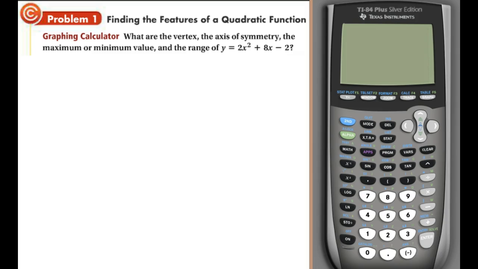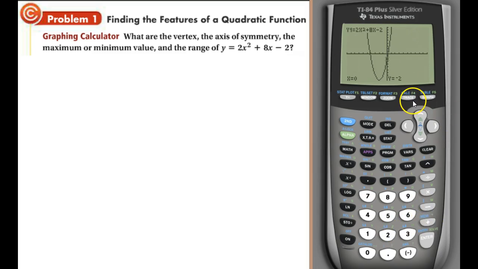So let's take a moment to type our equation into our calculator. Turn it on and go to y equals, and if you still have previous inequalities or equations in here, you want to clear them. And then also make sure you have equal signs. Okay, so now we're going to type in our quadratic: 2x squared plus 8x minus 2.